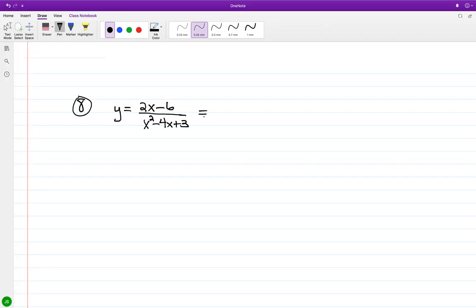Okay, for the case of number 8, we have what will be excluded from the domain. So you have x squared minus 4x plus 3 cannot be 0.